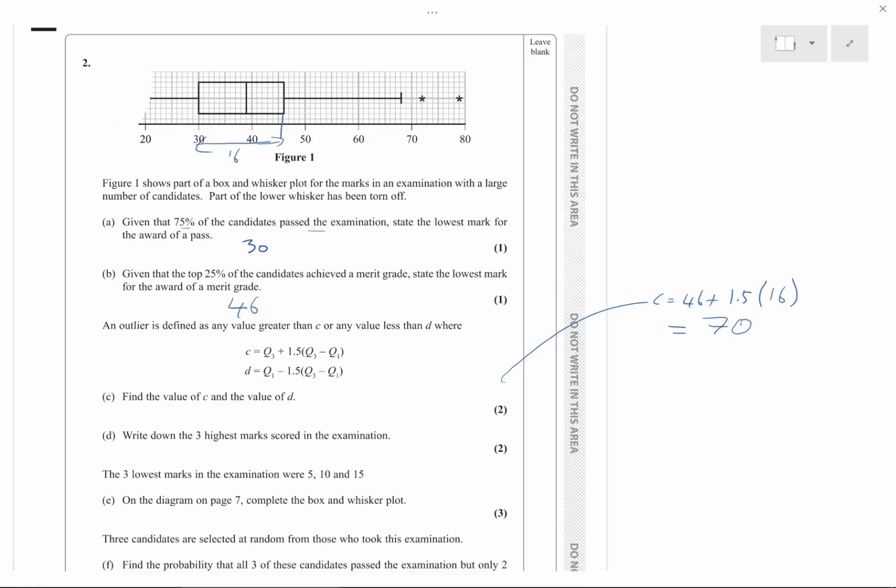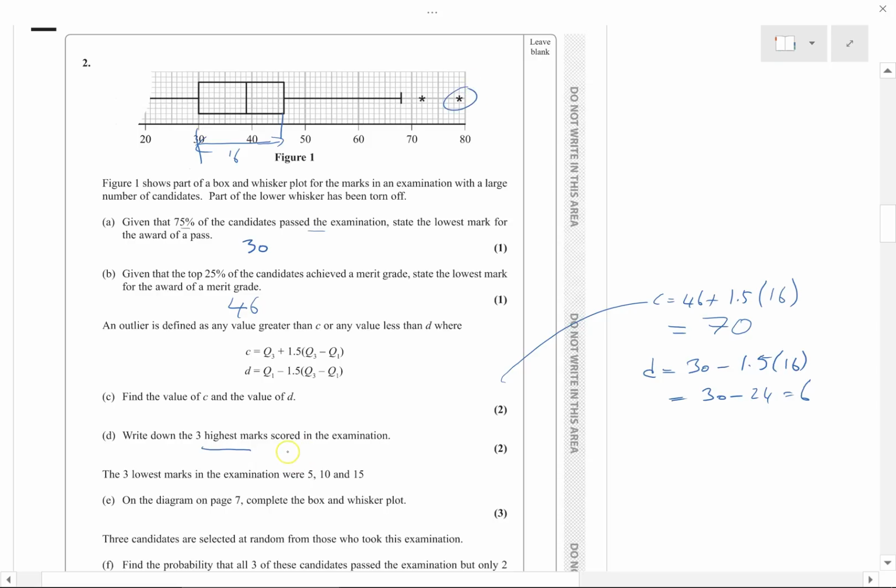The lower boundary, that's D they've called it, is the lower quartile, which is 30, take away 1.5 times 16. So that's 30 minus 1.5 times 16, so that's 24, so that equals 6. Okay, so that's the boundaries for it. Then it says write down the 3 highest marks scored in the examination.